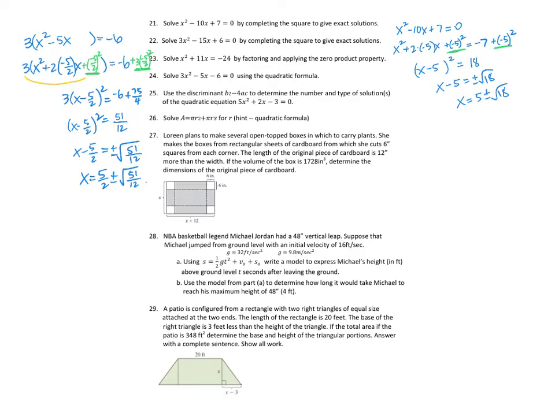Okay. And on number 23, it says that I want to solve this by factoring and then using the zero product property. So to do that, on number 23, I'm going to start by adding that 24 over to this side. So I'll have x squared plus 11x plus 24 equals 0. And then I want to try to factor that.